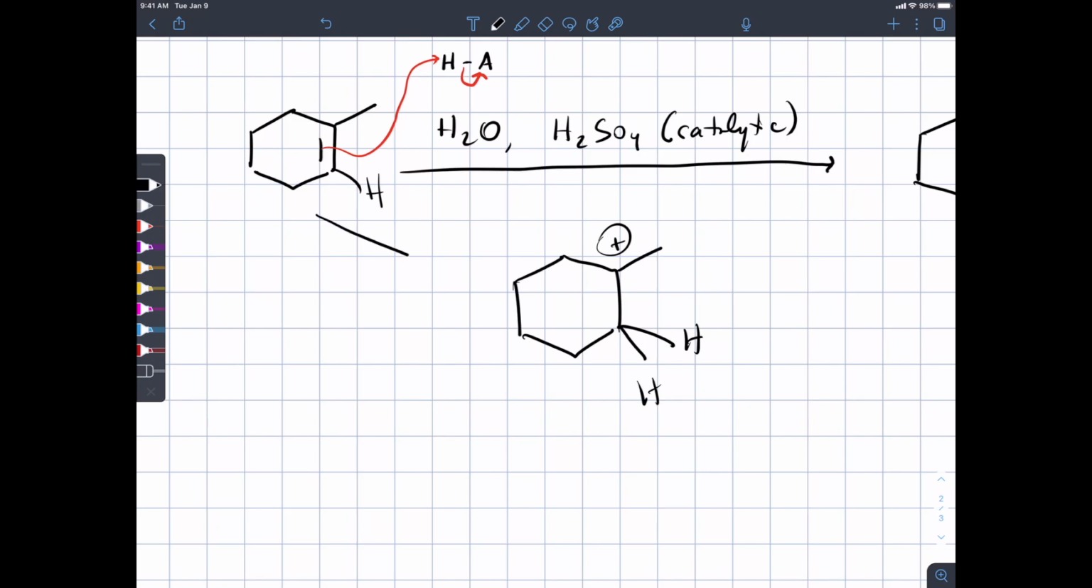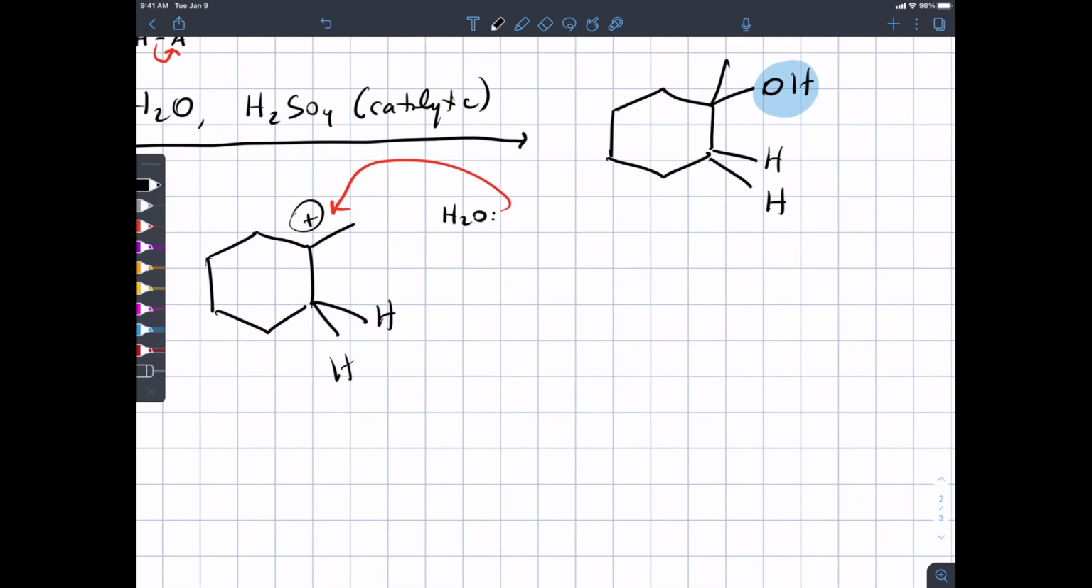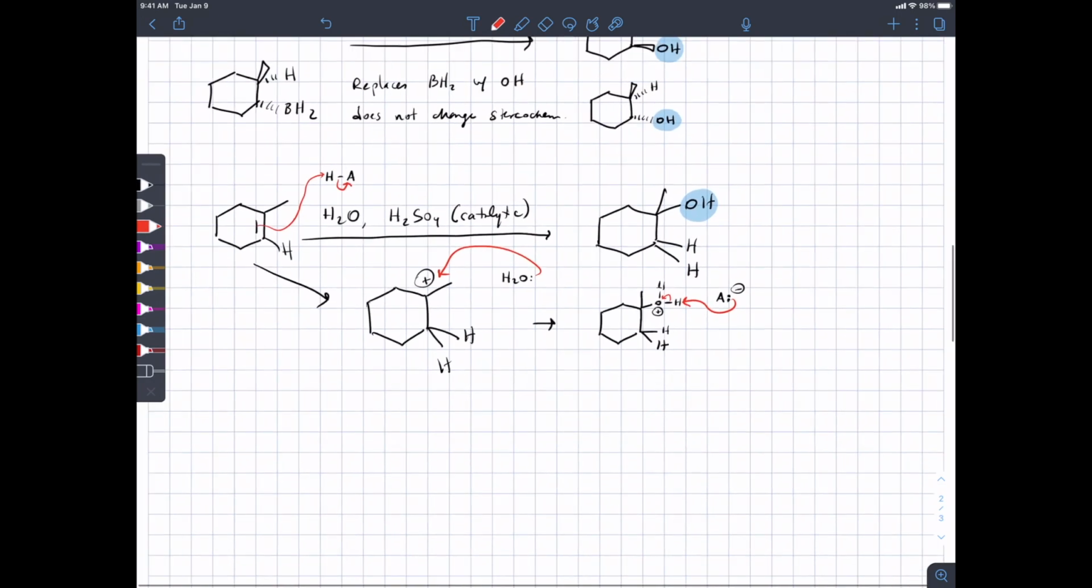And then that leads to here, and then water can come in from above or below. That will give us the protonated version of our product. And then we will regenerate our acid catalyst. And as I said, it doesn't matter what does the deprotonating. It's most likely water. And that will give us the product.